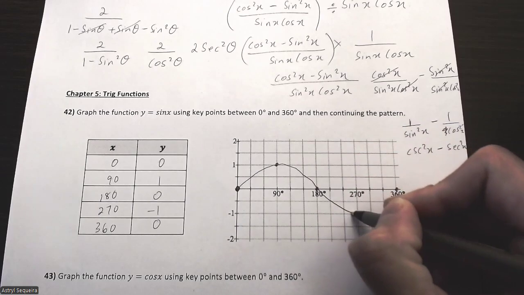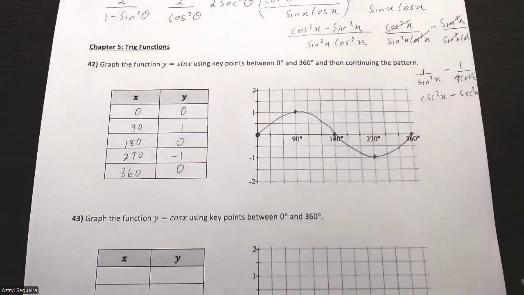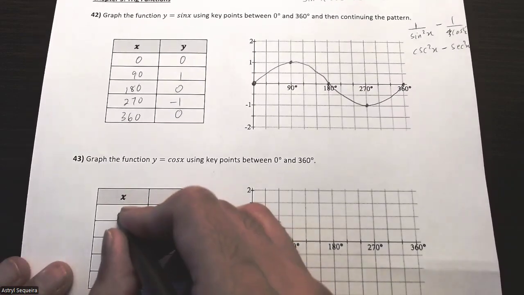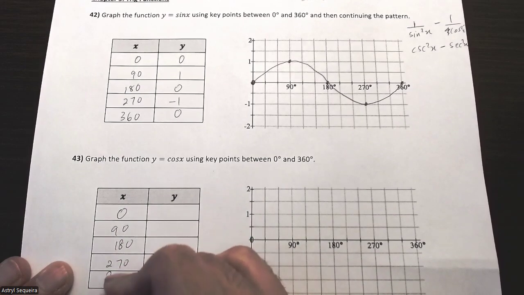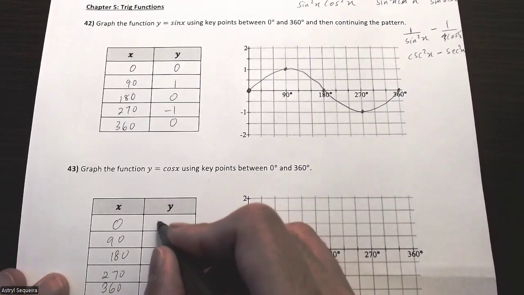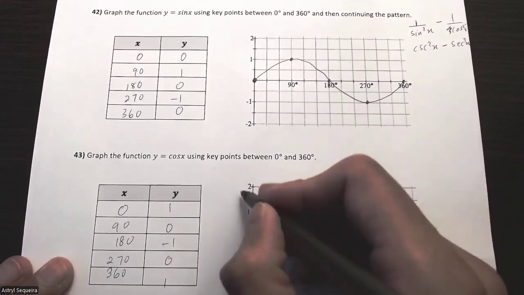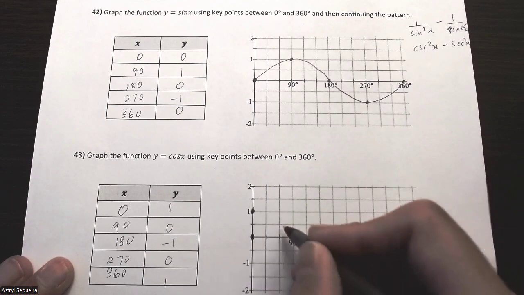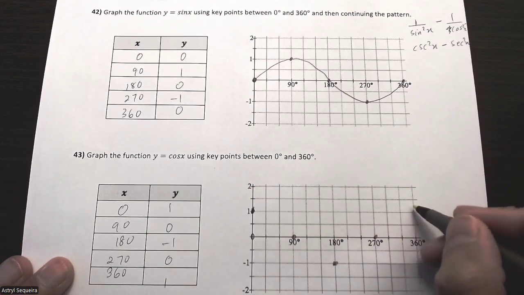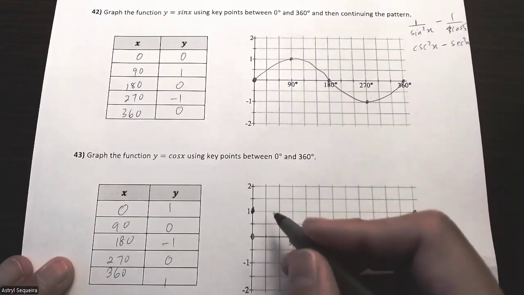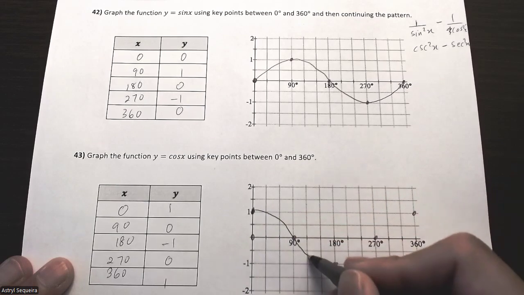You'll probably get one with transformations in your exam. I'd be surprised if you got something this simple. Cos function: 0, 90, 180, 270, 360, and 1, 0, -1, 0, 1. First point, second point, third, fourth, fifth, and then draw your cosine wave going through those 5 points.